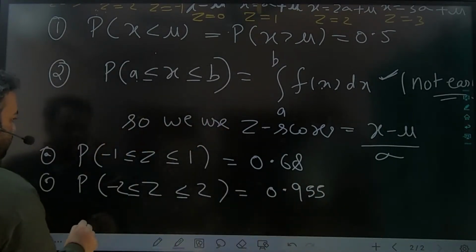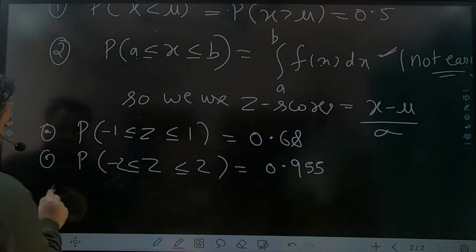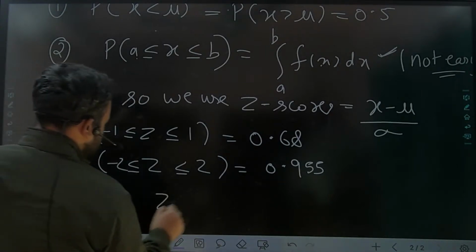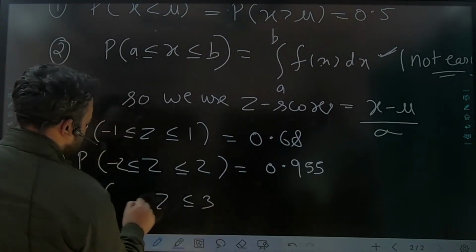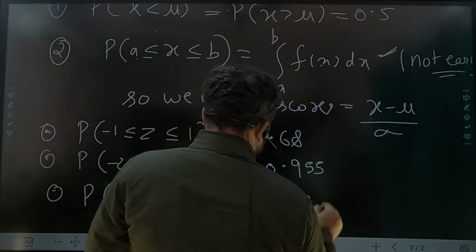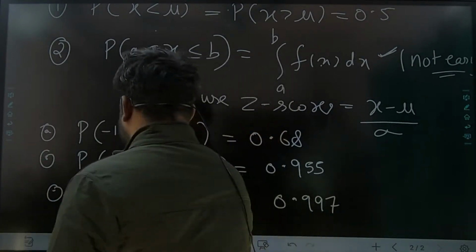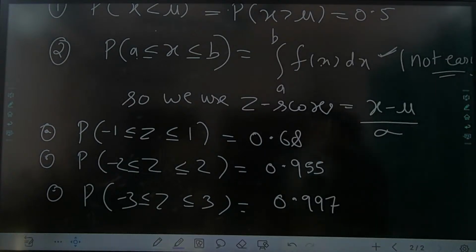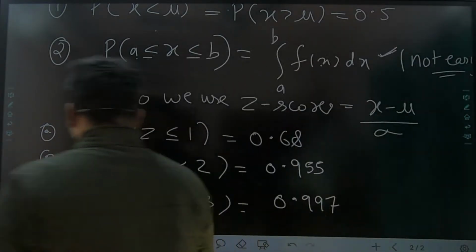So we're moving closer to 1. And if you take the probability for z less than or equal to 3 but greater than or equal to minus 3, this total probability will be equal to 0.997. So you have to remember these probabilities for z from minus 1 to 1, minus 2 to plus 2, and minus 3 to plus 3.